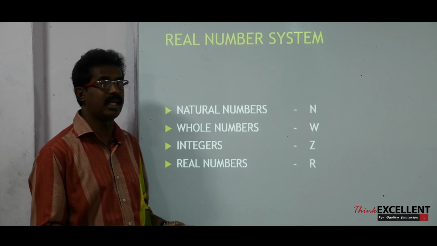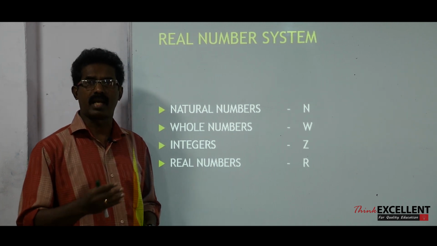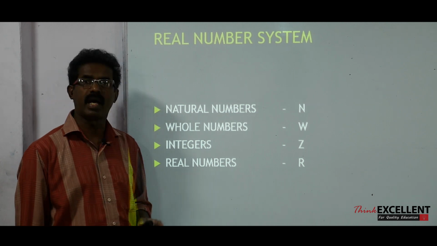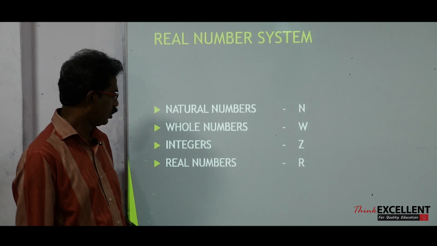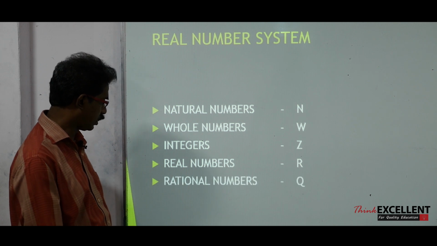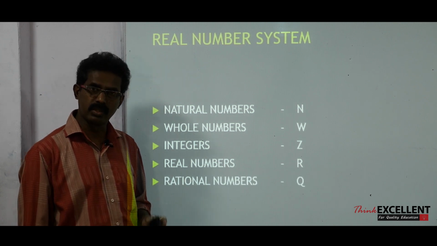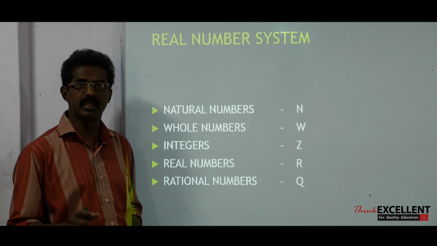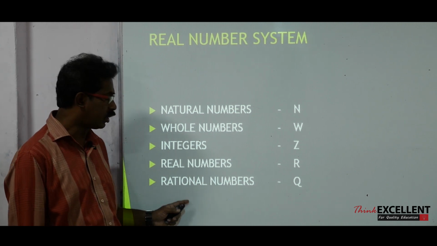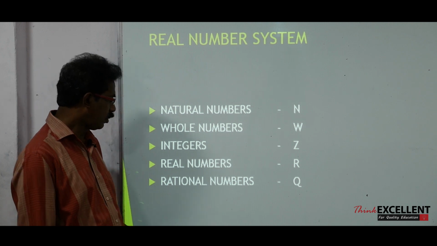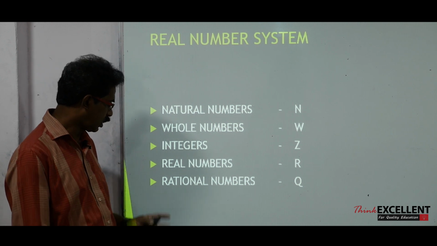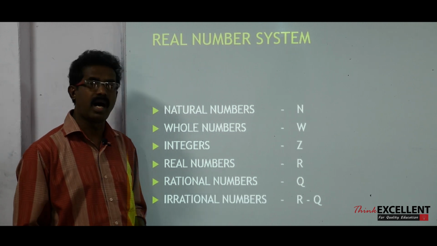And the next one, real numbers. So here we take rational and irrational, everything together, we call it real numbers and we denote it as R. So the real number system consists of rational numbers and irrational numbers. Rational numbers we denote as Q, later we will see what it is. They are numbers of the form P by Q, where P and Q are integers. The real numbers are the union of rational and irrational numbers. So irrational numbers we denote as R minus Q.